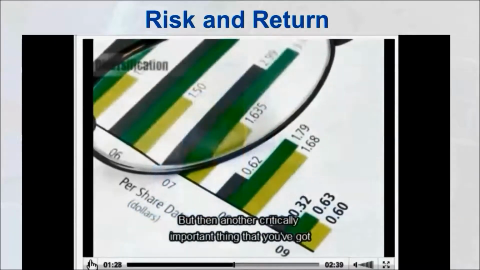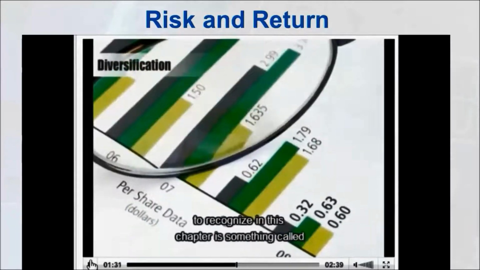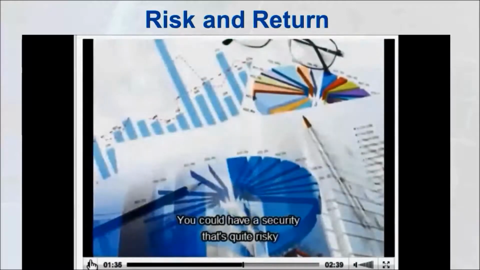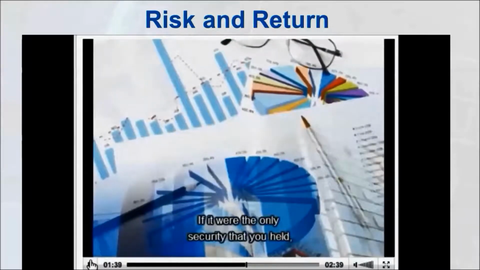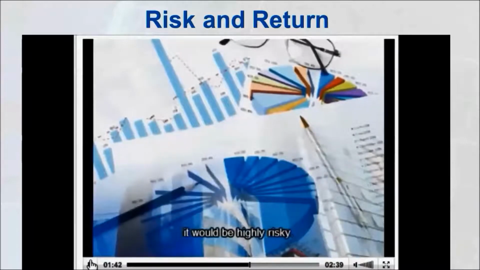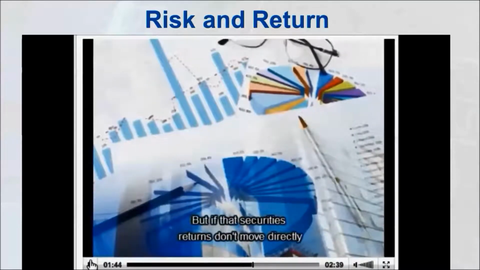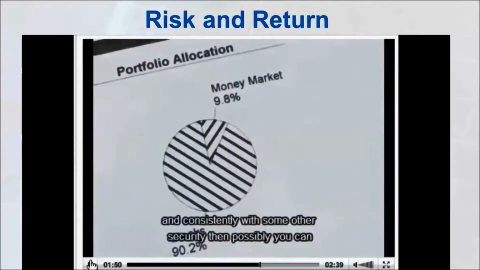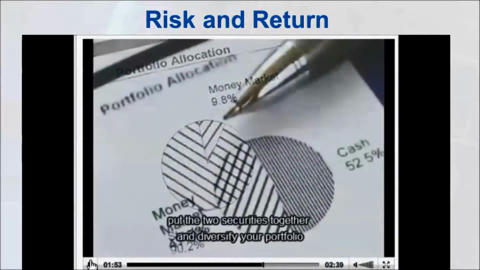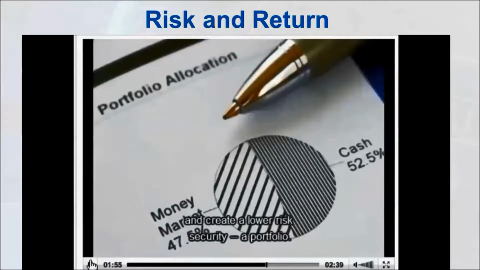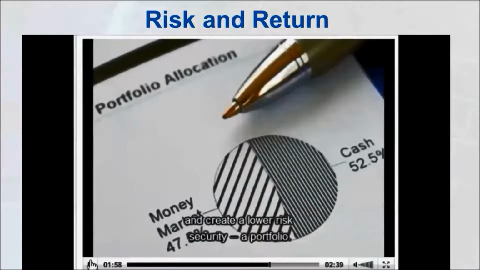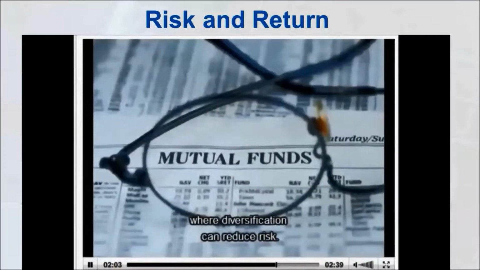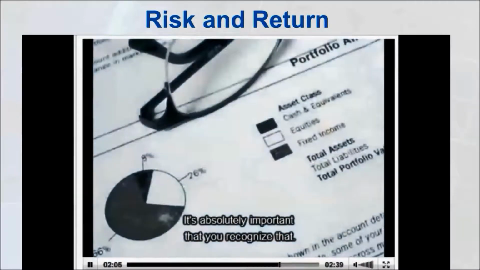But then another critically important thing that you've got to recognize in this chapter is something called diversification. You could have a security that's quite risky if you held it by itself. If it were the only security that you held, it would be highly risky. But if that security's returns don't move directly and consistently with some other security, then possibly you can put the two securities together and diversify your portfolio and create a lower risk portfolio. This is what mutual funds do, and in lots of situations diversification can reduce risk. It's absolutely important that you recognize that.